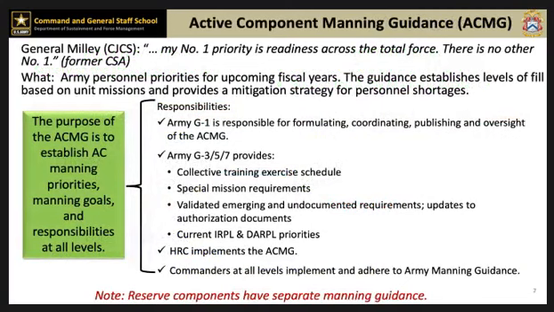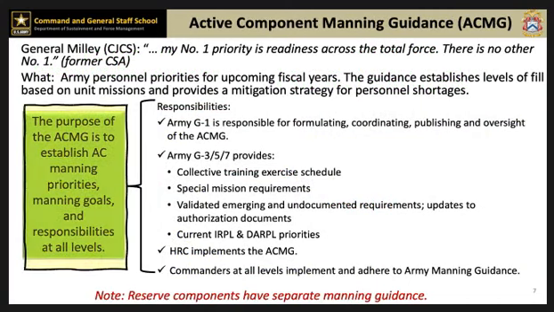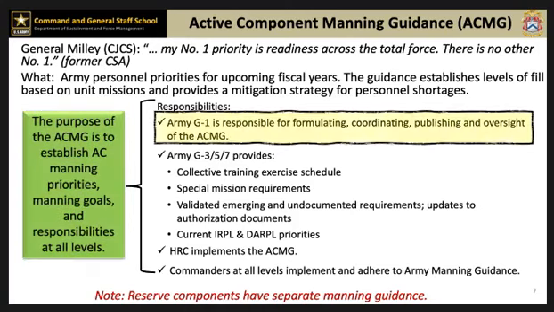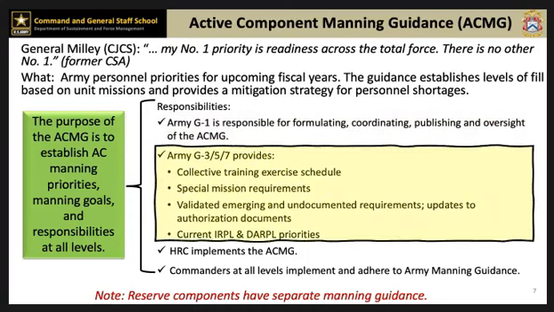Let's go back to the question I asked on the previous slide. What is the purpose of the active component manning guidance? The purpose is to establish active component manning priorities, manning goals, and responsibilities at all levels. The Army G1 is responsible for formulating, coordinating, publishing, and overseeing the active component manning guidance based on guidance from the Chief of Staff of the Army.